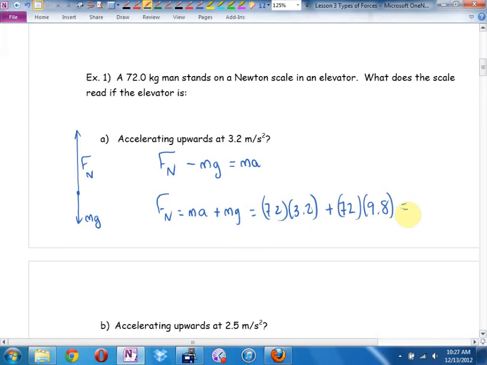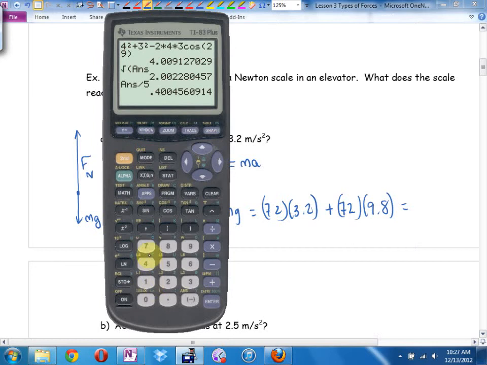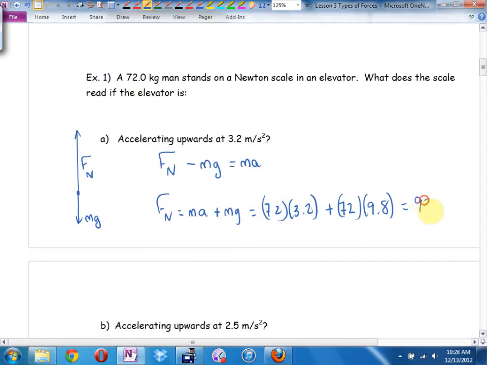975, anybody else? 976? Is he right? 976 or 975, rounding off properly, is it? Let's see. We have a disagreement here. 72 times 3.2 plus 72 times 9.8. I'm getting 936. Yes? Units, it's a force. Newtons.